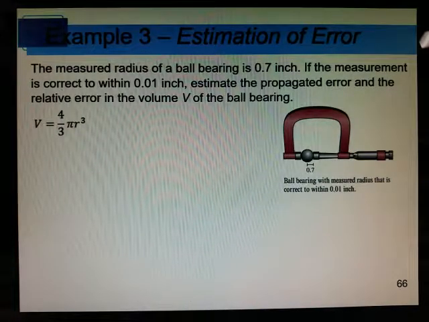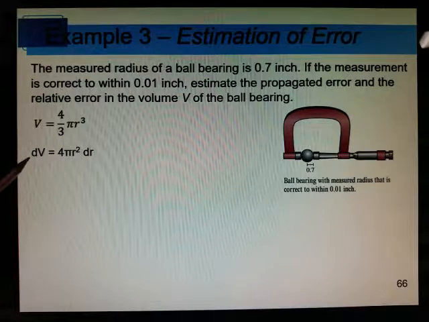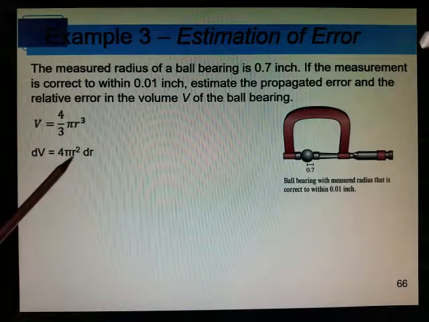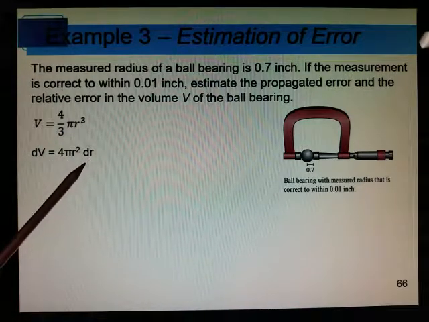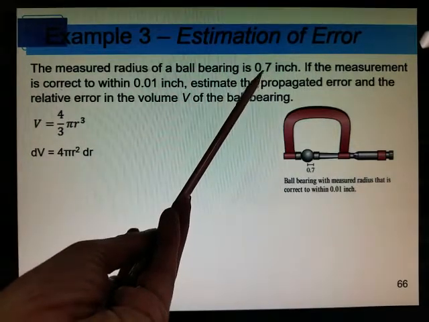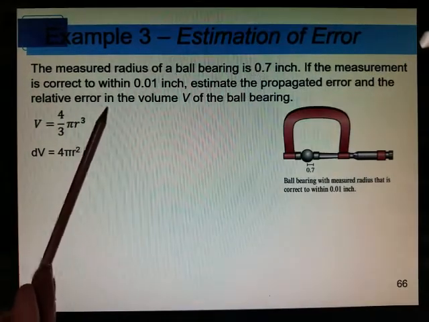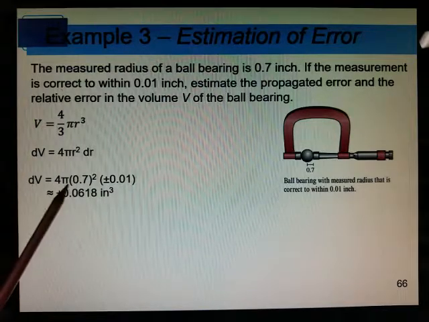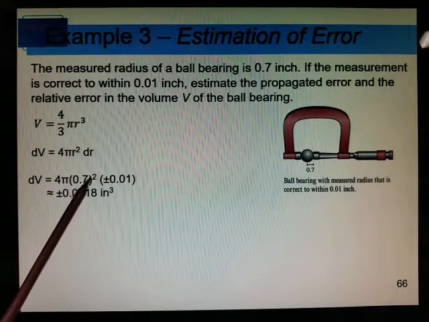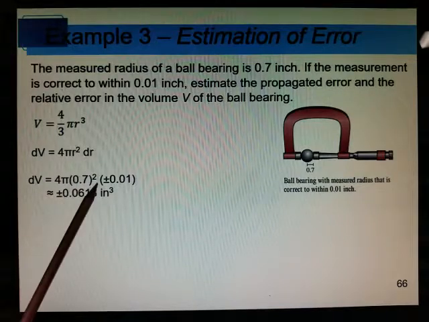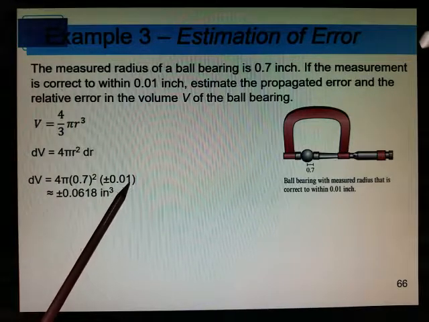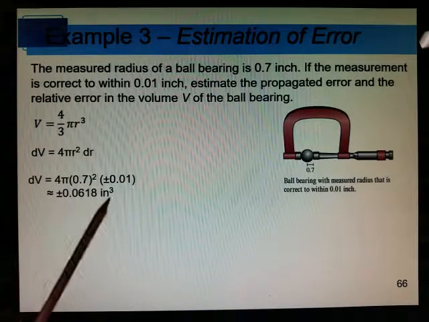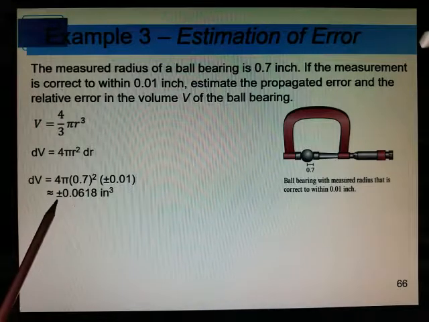So y'all, we know the volume of a sphere is 4/3 pi r cubed. If I do the differential, that would be dV equals the derivative, 4 pi r squared dr. Now we know the radius is 7/10ths, and it's correct within 1/100th of an inch, so dr is 1/100th. So 4 pi times 7/10 squared times the change in the radius, 1/100th. We multiply all this out, and this is how far off this volume could be.